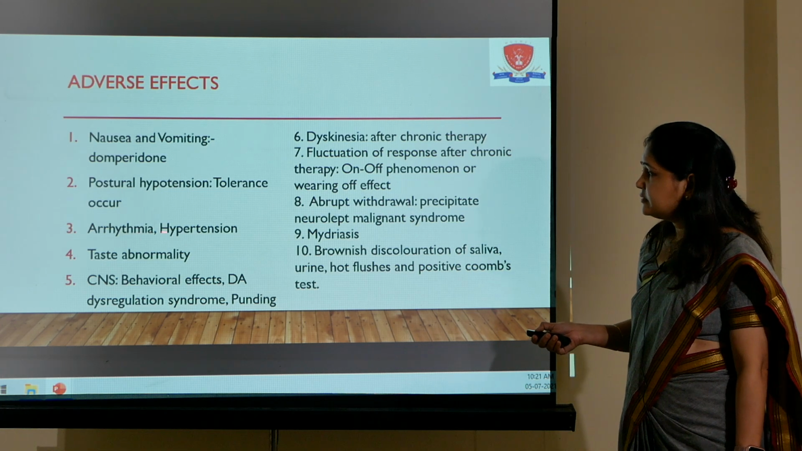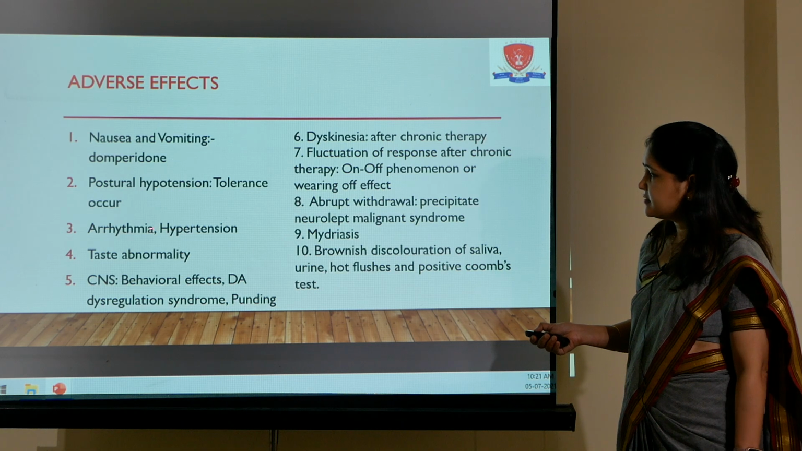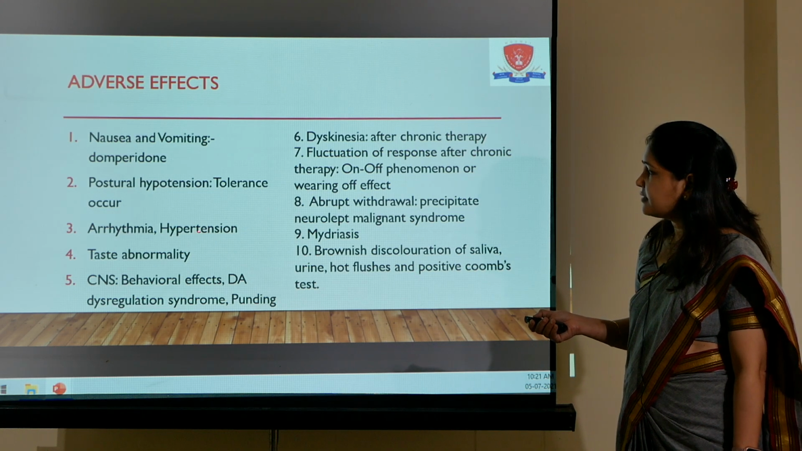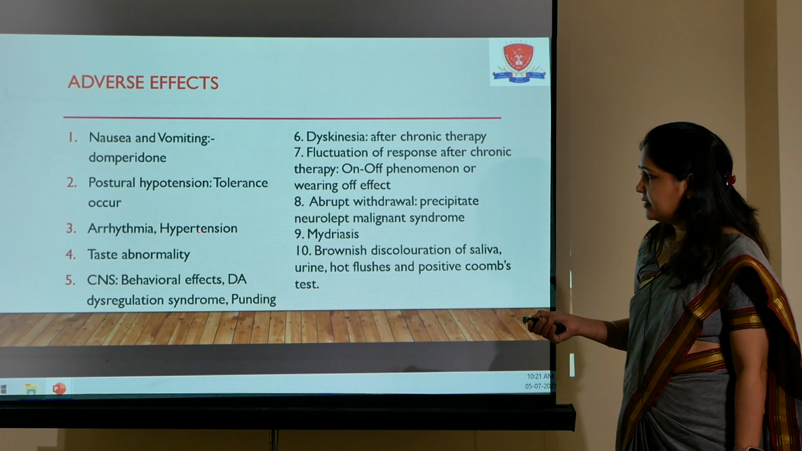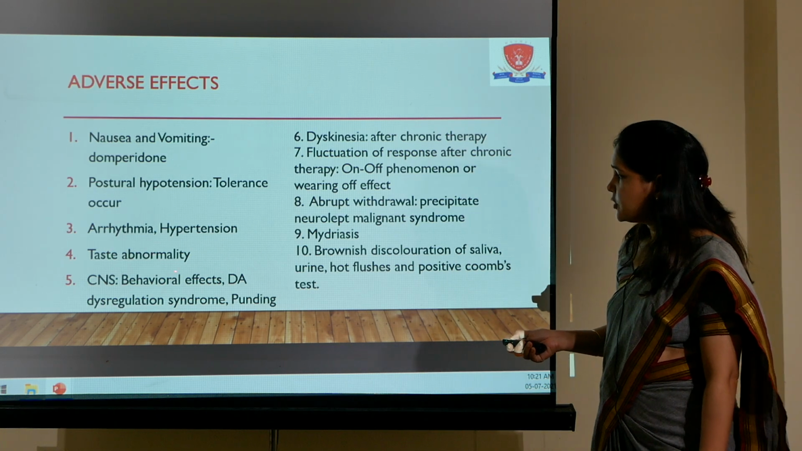Then there could be arrhythmias or hypertension because of adrenergic receptor stimulation, beta-1 and alpha-1. It may cause arrhythmia and hypertension, and this will be more if you are giving it with drugs like MAO-B inhibitors. Then there could be taste abnormality.